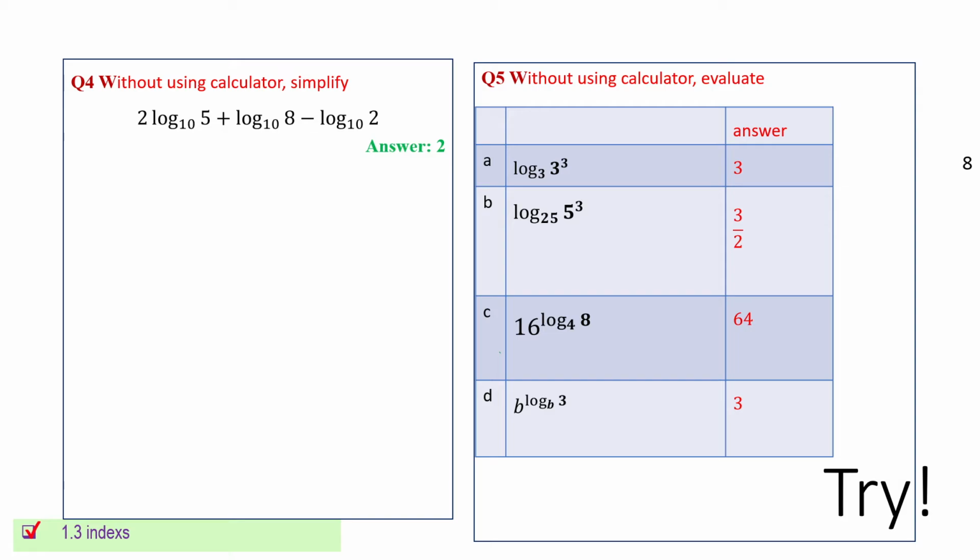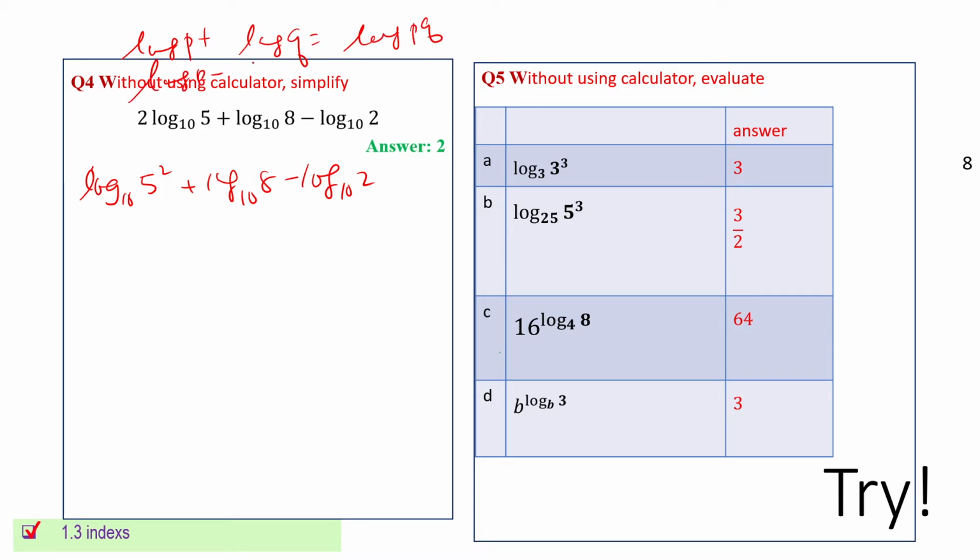Okay, now without using a calculator, they ask you to simplify. First thing, we look at it. All the bases are the same. So we have log 5 to the power of 2 plus log 8 minus log 10 2, and by using log p plus log q equals log pq, and log p minus log q equals log p divided by q, I can simplify to 5 to the power of 2 multiplied by 8 divided by 2. Okay, and then I have my log 10 over here.